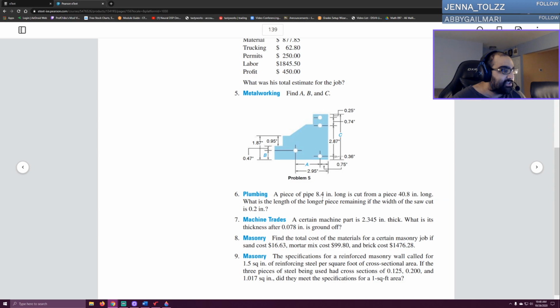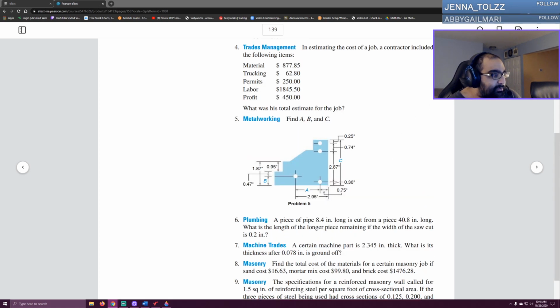So let's take a good look here at some dimensioning. Let's look at number 5. It says to find A, B, and C. Let's look at letter A. Letter A is right here, right where my mouse is. This dimension here, from the center of this hole to what looks like the center of that hole. What is dimension A?